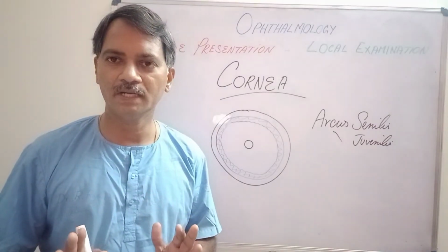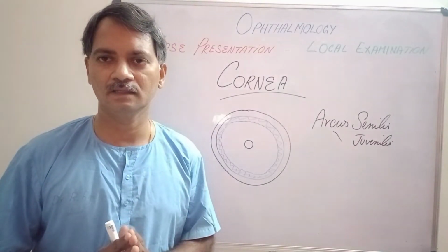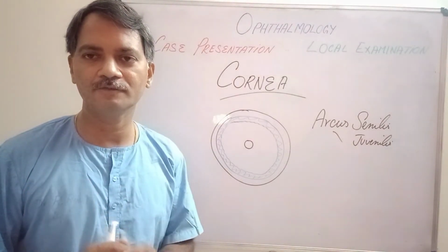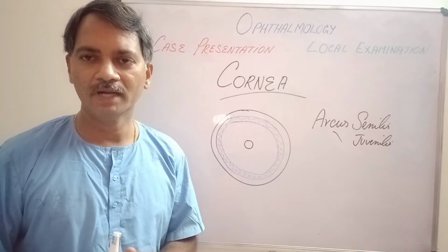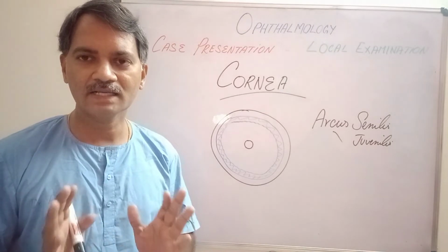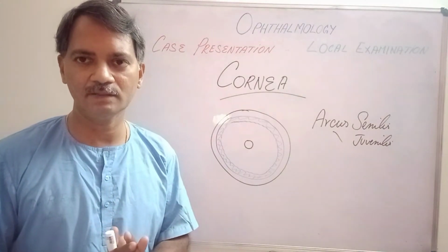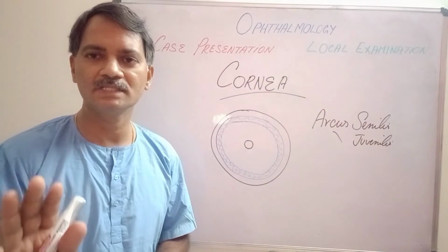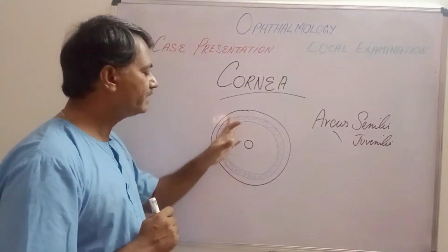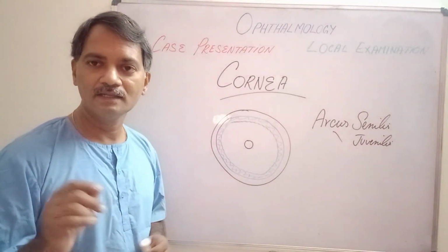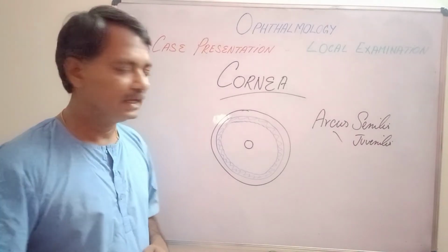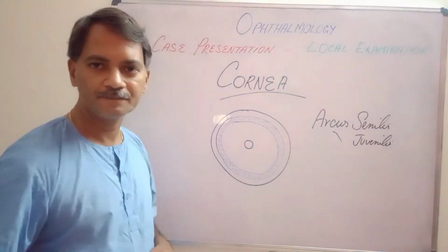The most common corneal opacity we see is the arcus senilis. Our students are very fond of this arcus senilis, but most of the time they do not know how to describe it. Arcus senilis or juvenilis is nothing but deposition of lipids in the layers of the cornea. So, how will it appear? The arcus senilis or juvenilis will appear like a whitish ring in the periphery of the cornea.